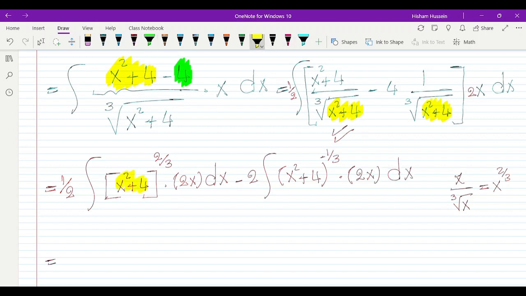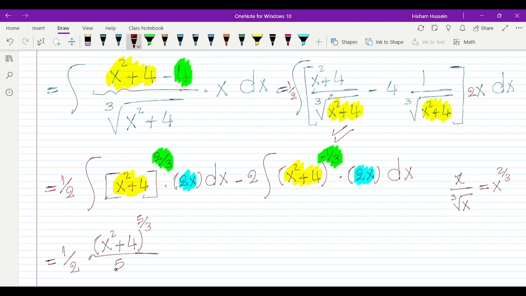Here we have inner function x squared plus 4, power 2 over 3, with the derivative of this function, which is 2x. The same here, we have 2x, which is the derivative of x squared plus 4, which is power negative 1 over 3. So just raise the power by 1 and divide by the new power. It's half (x squared plus 4)^(2/3 plus 1), this 5 over 3, divided by 5 over 3, minus 2 (x squared plus 4)^(negative 1/3 raised by 1), this 2 over 3, divided by 2 over 3, plus c.